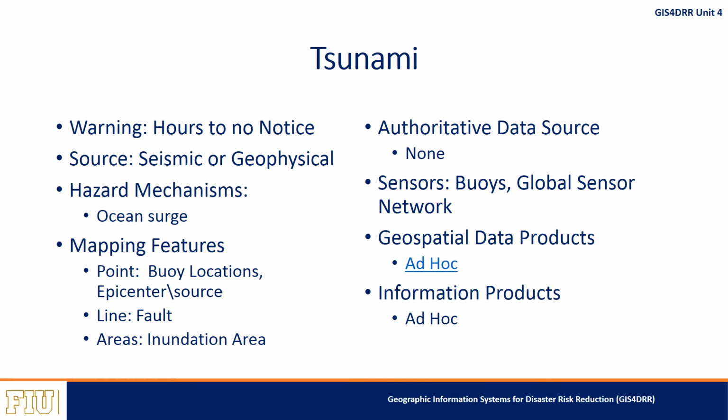Tsunamis can arrive on the shoreline near the epicenter of a major earthquake in minutes, or take hours to cross an ocean to impact distant communities. The mechanism itself is uncomplicated, an ocean surge. However, the coastline and bathymetry of the ocean can make the behavior hard to predict. There's not much to map in these events in a disaster risk reduction mode other than the extensive past events and the source areas of earthquakes that could generate them.